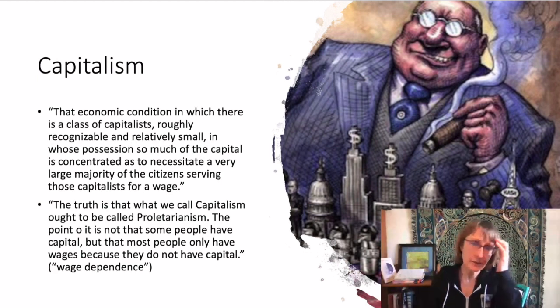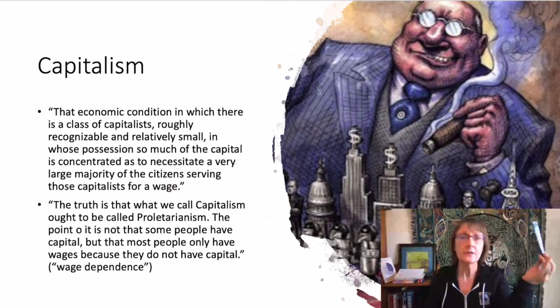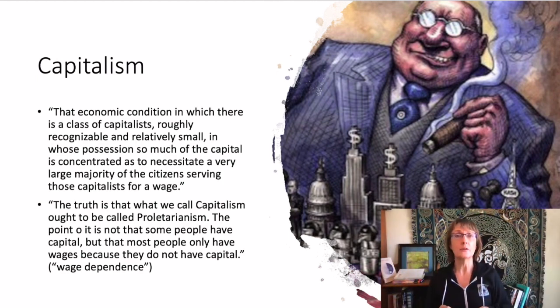So he says of capitalism that it is that economic condition in which there is a class of capitalists, roughly recognizable and relatively small, in whose possession so much of the capital is concentrated as to necessitate a very large majority of the citizens serving those capitalists for a wage. Okay? And he elaborates that this system really shouldn't be called capitalism.